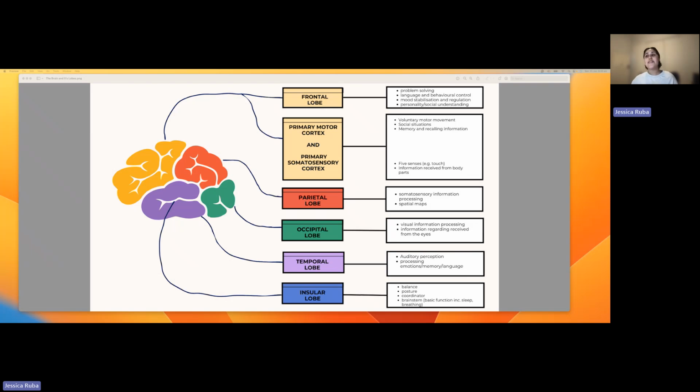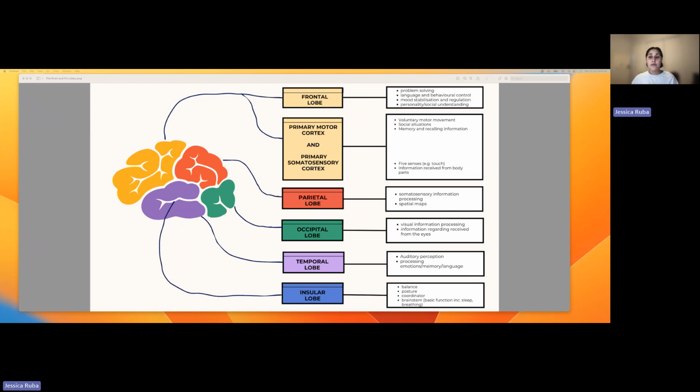Now, although not located on the image, the insular lobe is located in the center of our brain, so it's covered by all these other lobes. It's related to anything that is associated with the nervous system. So it's been proven to take a large role in the limbic system, which controls our fear responses. But anything basic functioning that we don't think about again, balance, posture, coordination, it deals with it all.